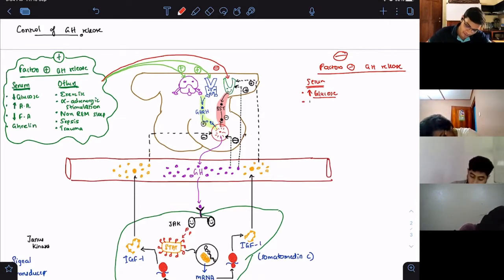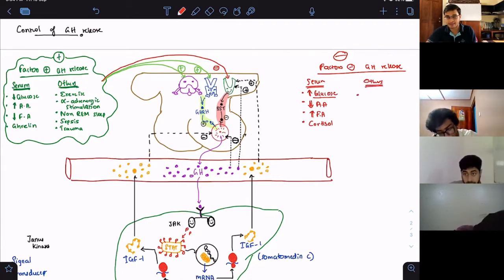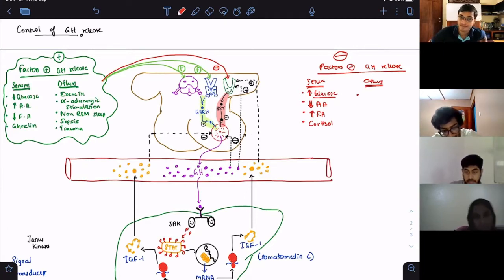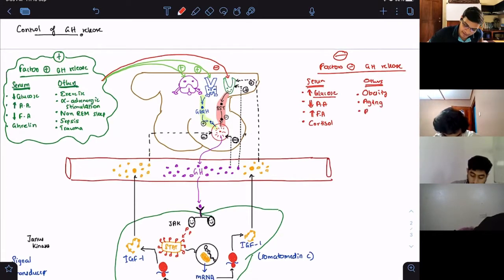Then another one. What about amino acids? Reduced amino acids. Fatty acids, increased fatty acids. Then there is another small role played by cortisol as well. Cortisol, they say, can have an inhibitory effect on growth hormone. Then we'll look at the others on this side. On the stimulating side, what did we have? Exercise. On the inhibitory side, opposed to that, what should you have? What do you all think? No exercise? Obesity, guys. Then aging. We said with age also, growth hormone can really reduce. Then another one is REM sleep.